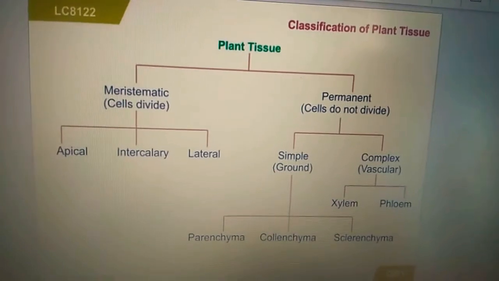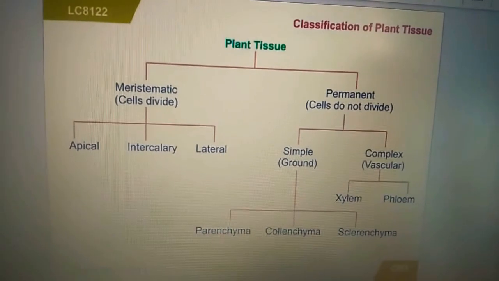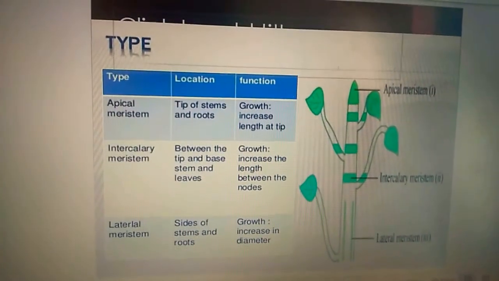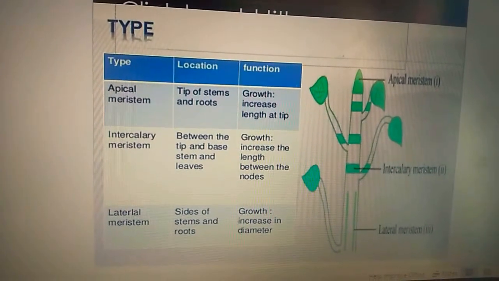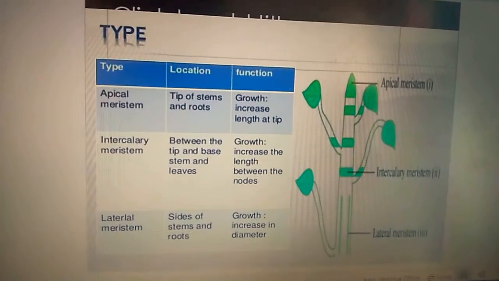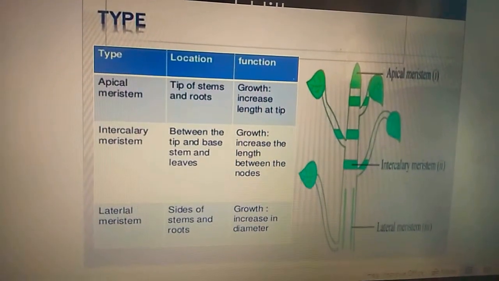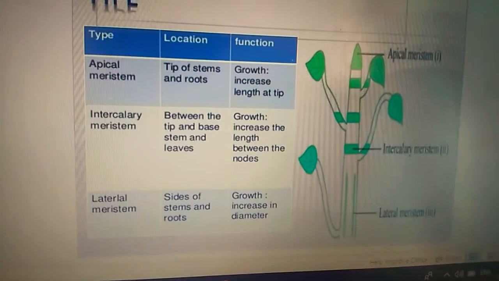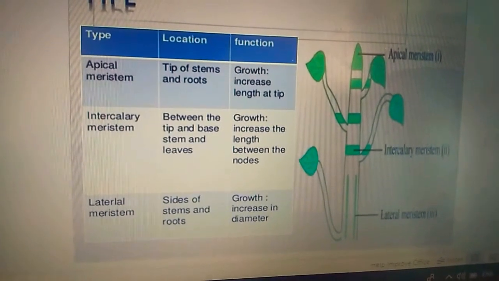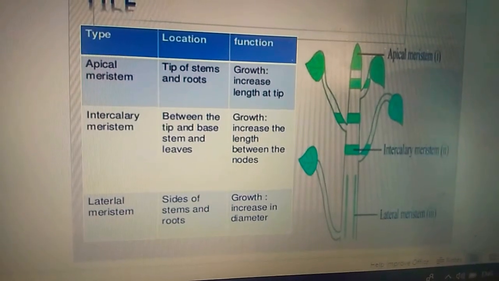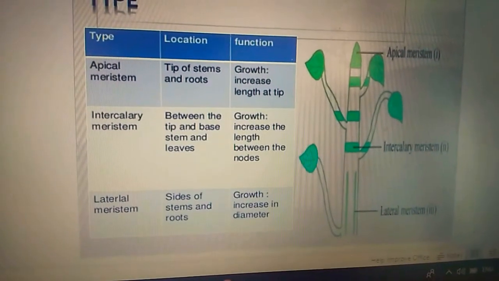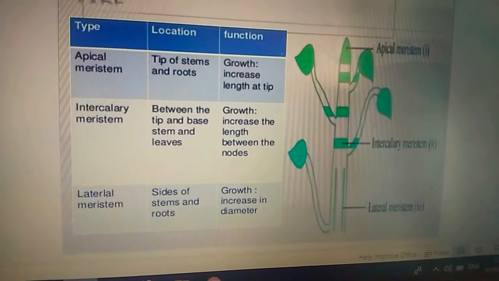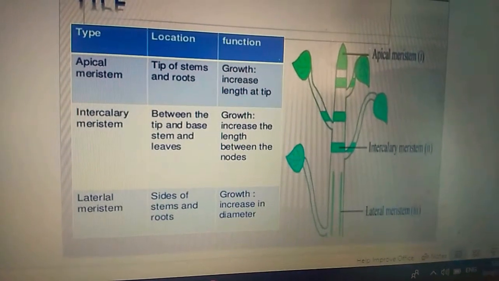Now as we study meristematic tissue, here we have three types: apical tissue, intercalary tissue and lateral tissue. So here we have a chart of those three types: apical, intercalary meristem and lateral meristem. Okay, here first we have location. Apical meristem, tip of stems and roots, and its growth increases length at the tip. Intercalary meristem, location between the tip and base, stem and leaves. Growth increases the length between the nodes. Lateral meristem, sides of stems and roots. Function, growth increases in diameter.